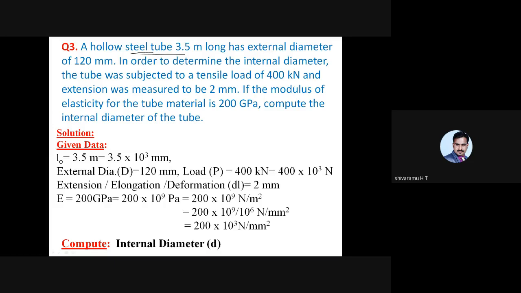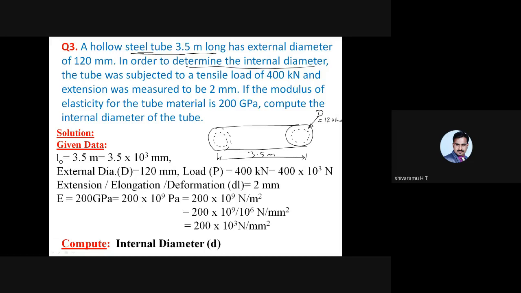Here given is a hollow steel tube. The material of this tube is steel and its length is 3.5 meter. It is not a solid rod, it is a hollow tube. The length of the tube is 3.5 meter, and it has an external diameter, which we are going to specify with the capital D, of 120 millimeter. And here it is asked to determine the internal diameter.